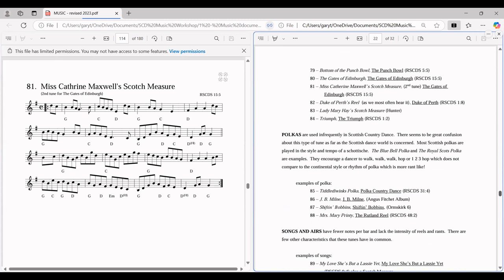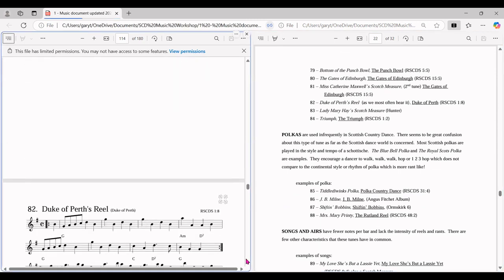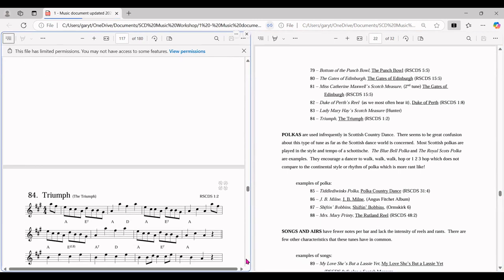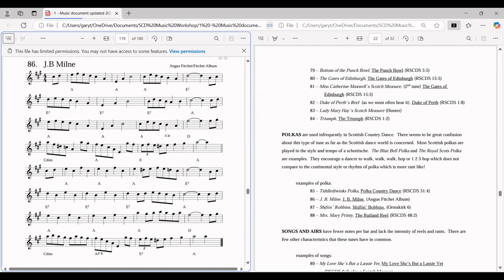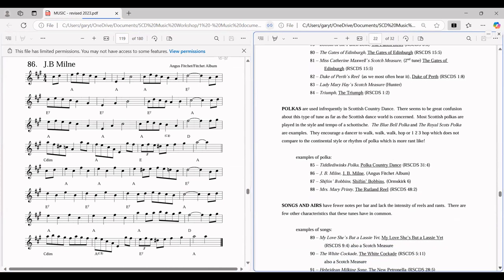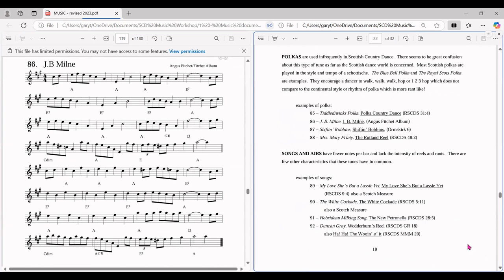One of the newest additions to our dance repertoire tune type is the polka. And the one that most of us grew up doing first was J.B. Milne, number 86. Let's see, just let me bring that up here. Thank you. Ready, and. Step, step, step, up, step, step, step.